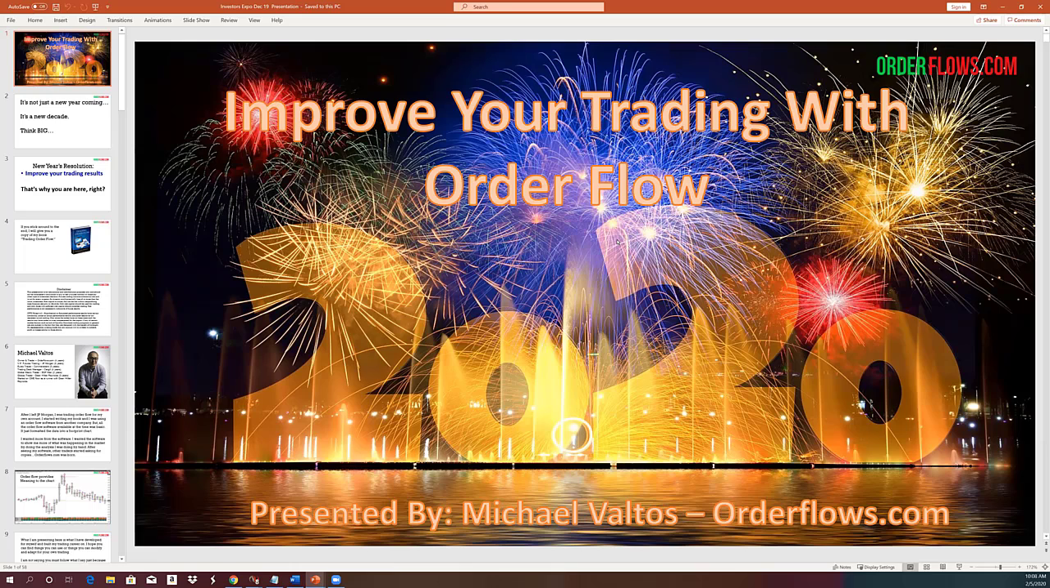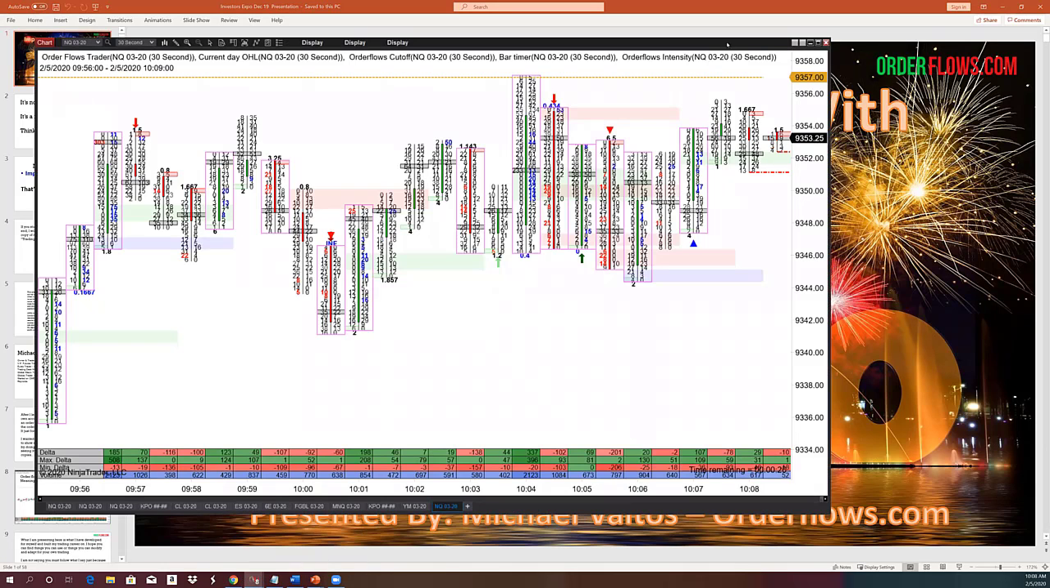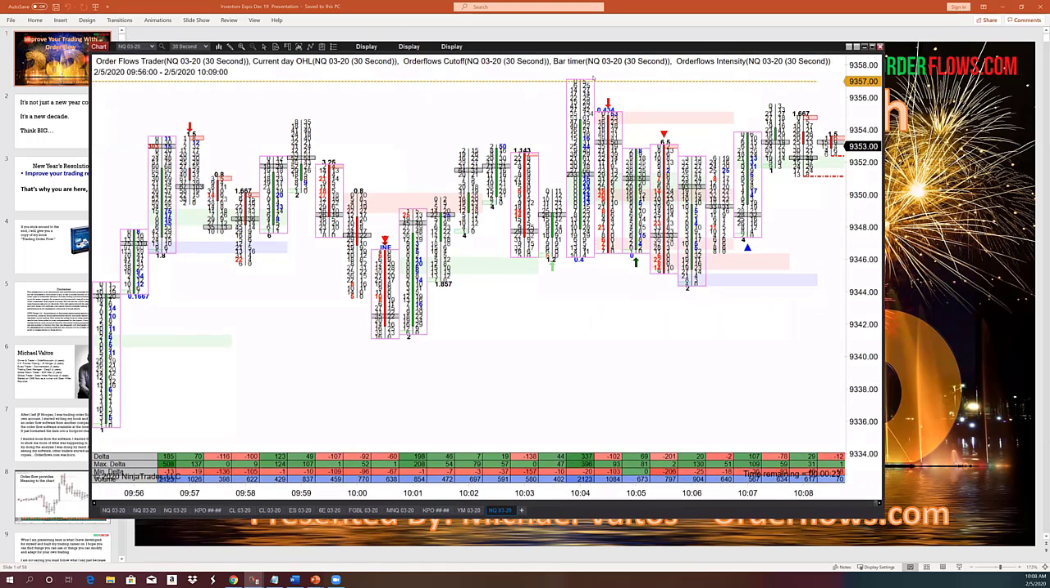For me, order flow changed the way I looked at the market. We're so used to looking at a market, for example, like this, the E-minis right now. But most people are fixated on price, and price alone. Well, price alone by itself is just one piece of the puzzle, right?